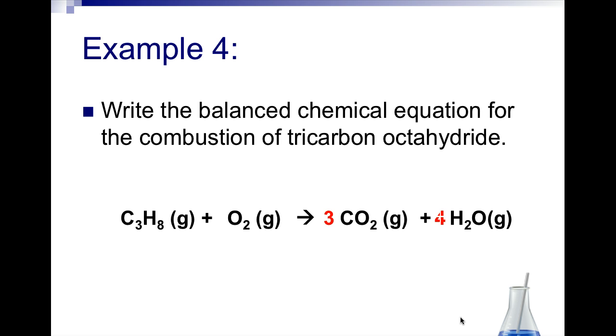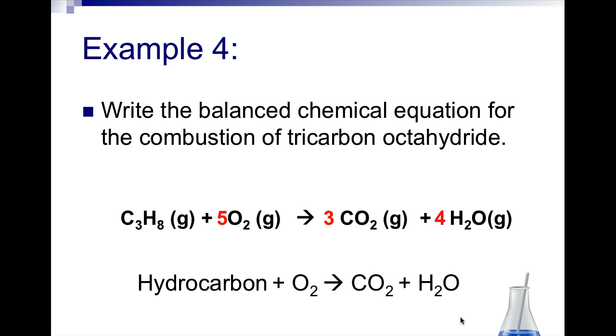So when it comes to balancing, this is going to be a trial and error as we go through. And here we have our hydrocarbon plus oxygen giving me carbon dioxide plus water. And when you are balancing, don't get worried when you have big coefficients. That is common when we have combustion reactions.